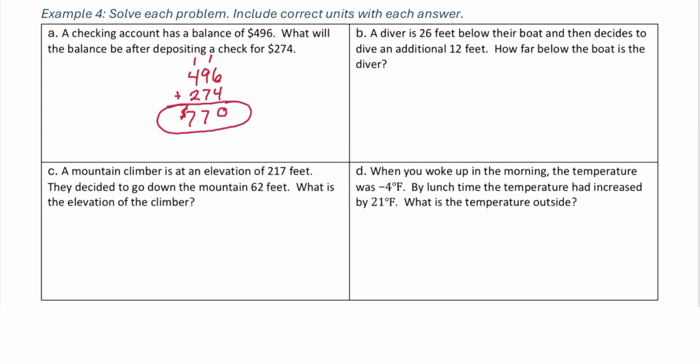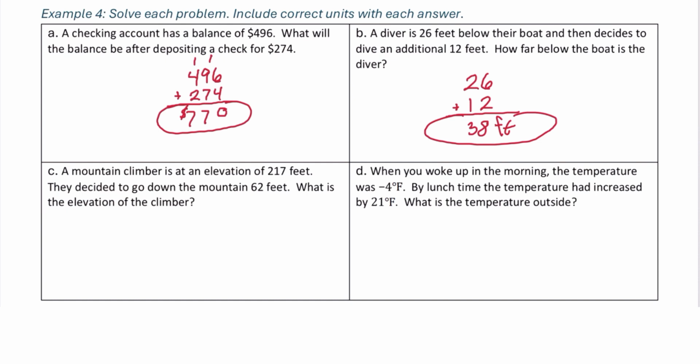In part B, a diver is 26 feet below their boat and then decides to dive an additional 12 feet. How far below the boat is the diver? We're starting out at 26 feet below, but then they go down further 12 more feet. So we'll add those, giving us 38 feet. They're 38 feet below the boat now.